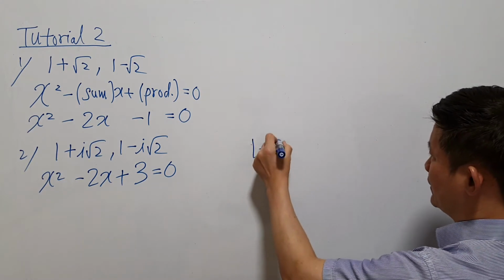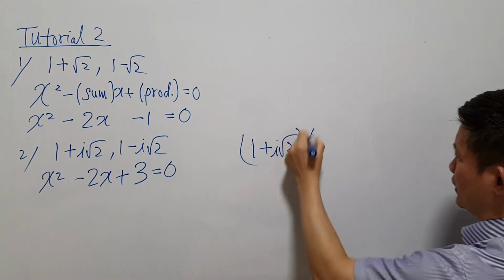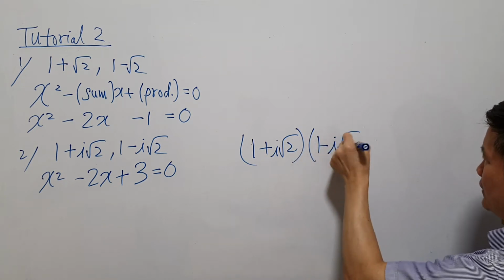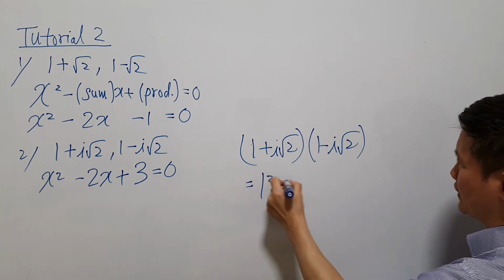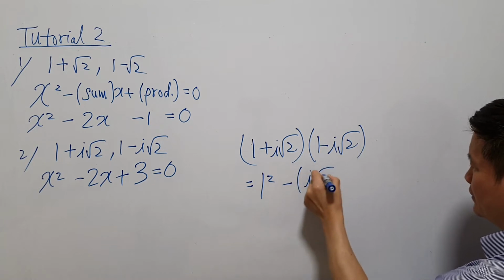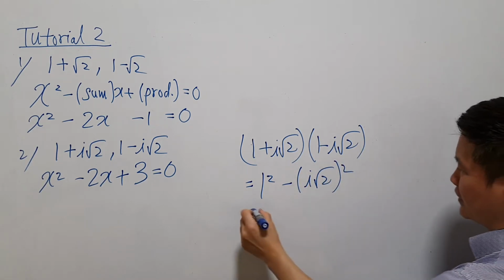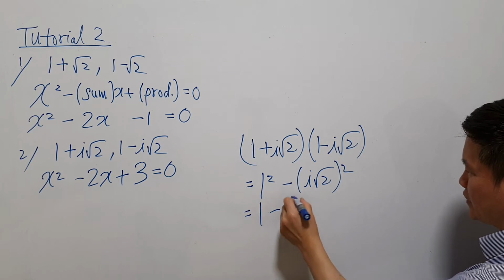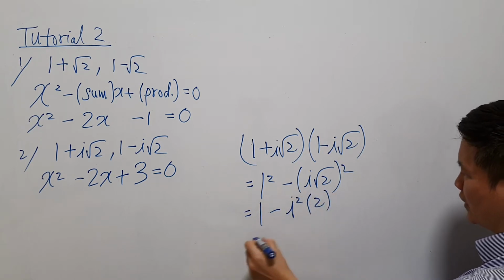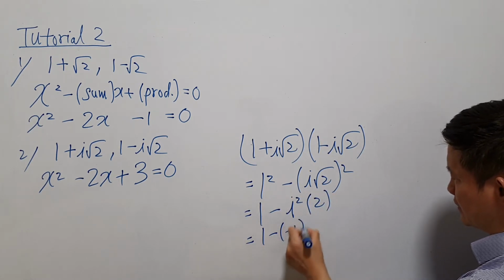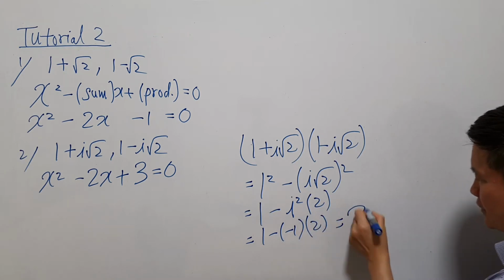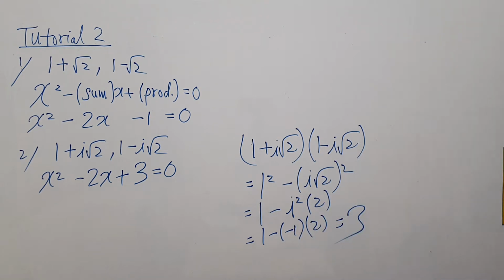1 plus i root 2 times 1 minus i root 2 gives you 1 squared minus i squared times 2, and i squared is minus 1, so that's why it gives you 3. This line to this line is a simple thing like a squared minus b squared. So that's actually question number 2.